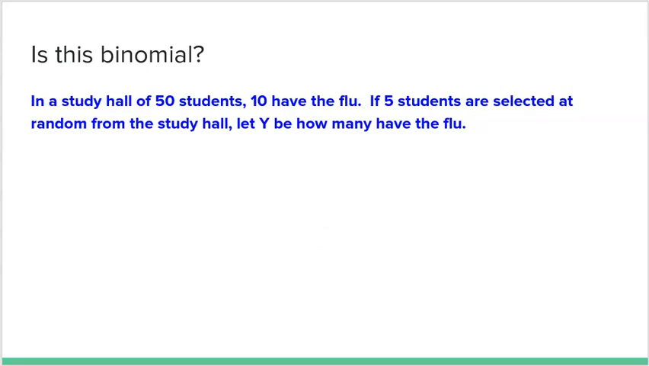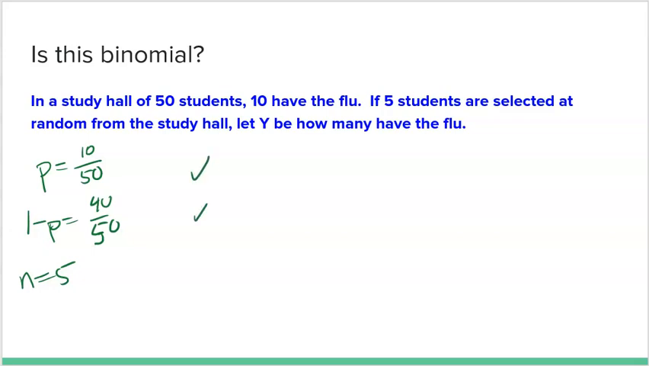All right, in a study hall of 50 students, 10 have the flu. If 5 are selected at random, let Y be how many have the flu. So once again, they did tell me the probability of having the flu is 10 out of 50 kids. And that means 1 minus would be 40 out of 50 kids do not have the flu. And they did tell me that we are specifically looking at 5 students. But once again, every student either has the flu or does not. So that first thing kind of checks out. They have the flu or they do not. But the second does not.